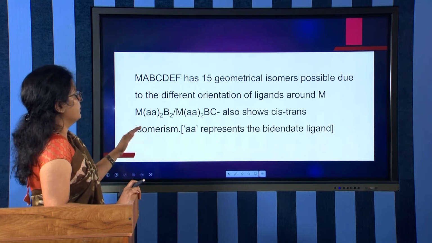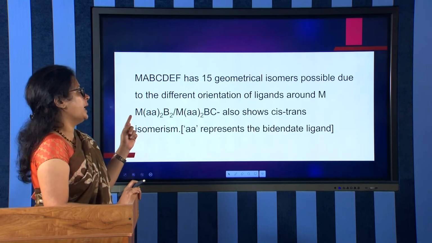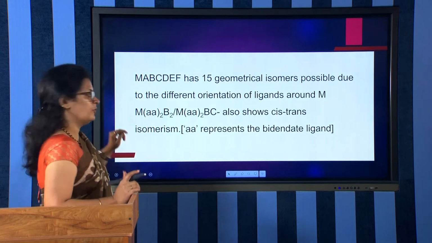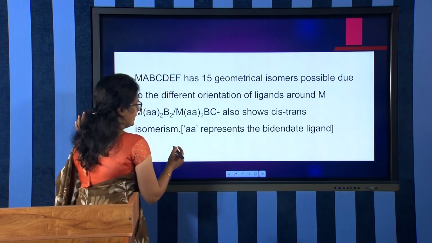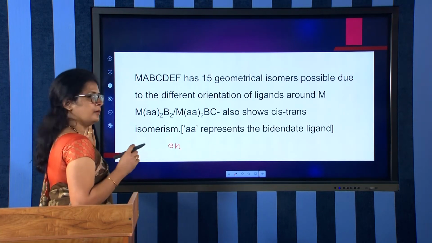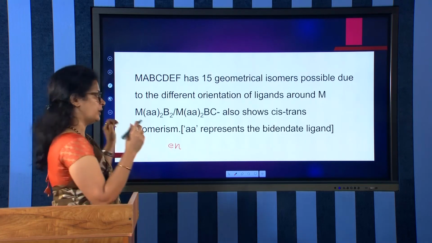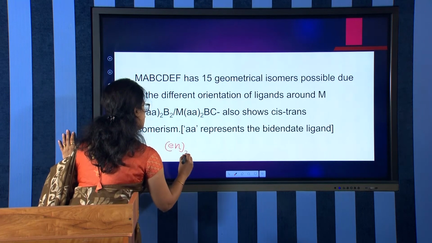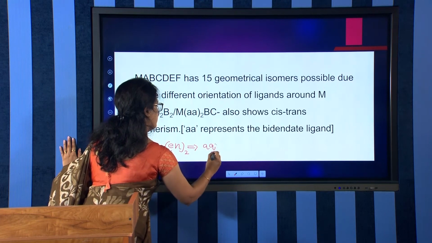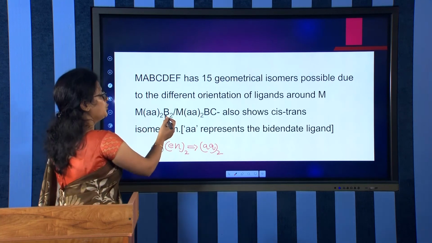And now there are different other types also, MAA twice B2 or MAA twice BC. Then what is AA? AA means it is a bidentate ligand. For example, en is a bidentate ligand, that is ethylene diamine, meaning they have 2 donor atoms. That is why it is en twice. If I write it as en twice, then AA twice is ethylene diamine. This is MAA twice B2.